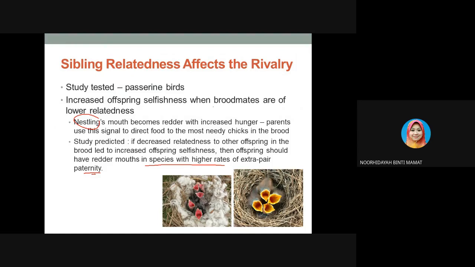So this is the study that had been done to prove the second evidence of sibling rivalry, which is that sibling relatedness affects the rivalry.